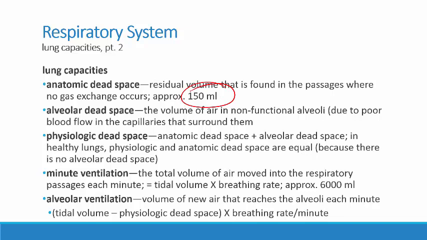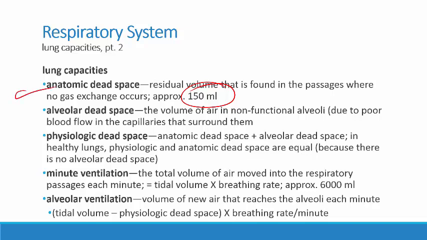Now, sometimes people have alveoli that are non-functional, so there's no blood flow to them, no capillaries there to pick up oxygen or drop off CO2, and so they are just alveoli that are not doing anything for us. This is another kind of dead space. So people who have had some sort of lung trauma may develop alveolar dead space, just alveoli that cannot do their work.